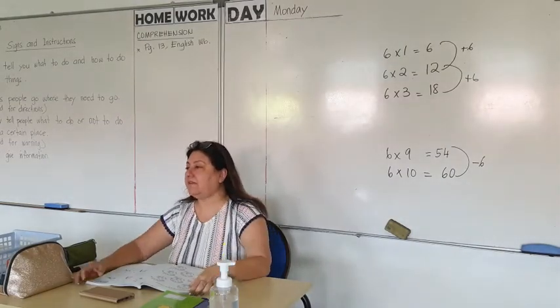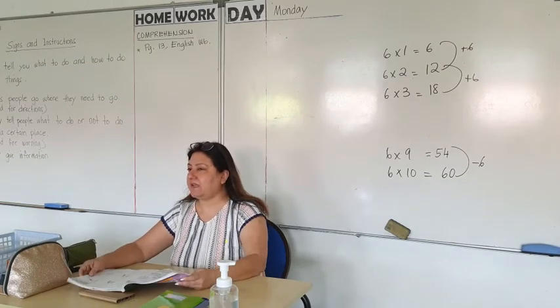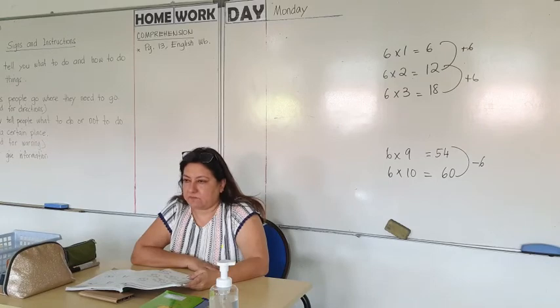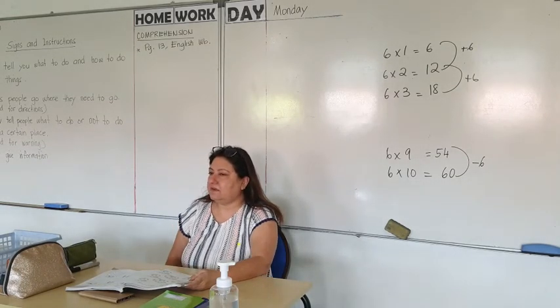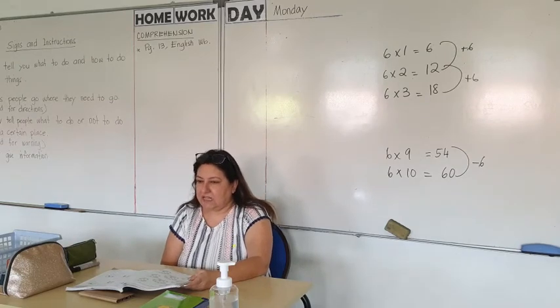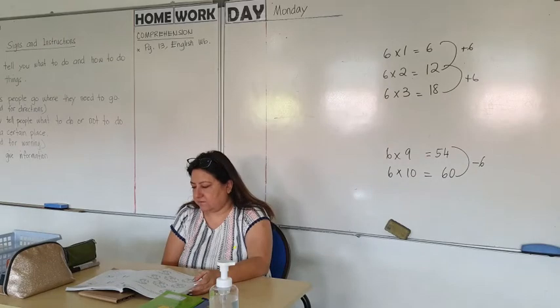49 divided by 7 is also 7. 7 times 7 is 49. Okay, 56 divided by 7, 8. 63 divided by 7, 9. And 60 divided by 6, 10.